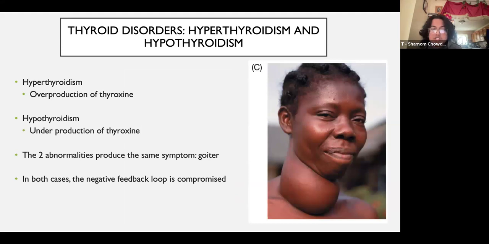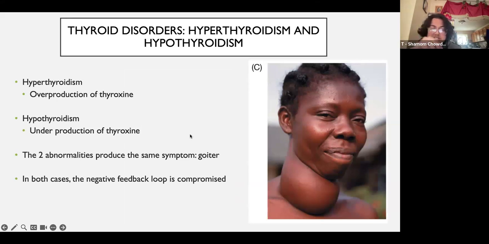Hyperthyroidism is the overproduction of thyroxine. Hypothyroidism is the underproduction of thyroxine. And these two abnormalities do produce the same symptom, which is goiters, which, as you see in this lady, is like an abnormal mass that forms in the thyroid gland.